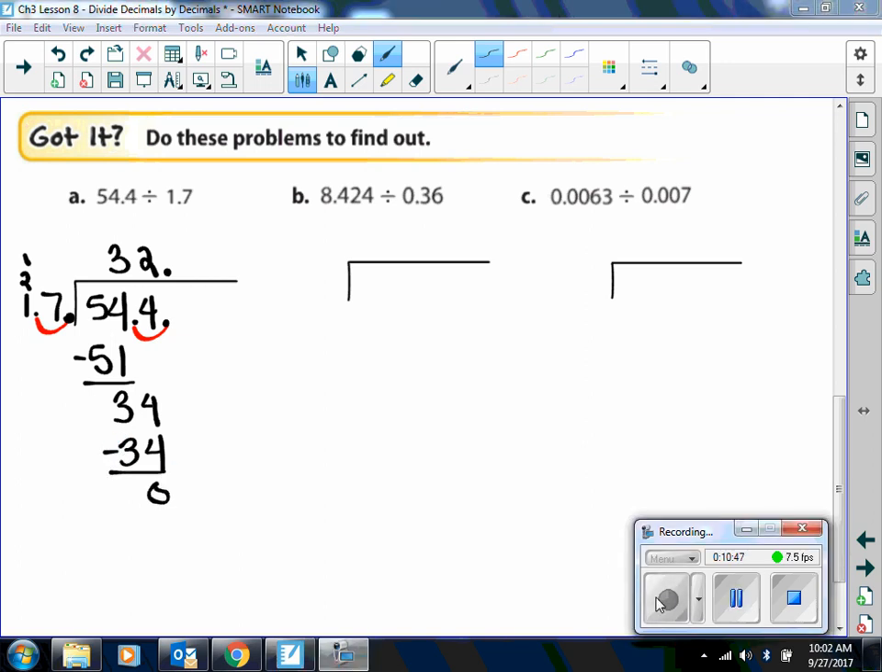Alright, so it's been brought to my attention that I kept saying multiply like normal. I mean divide like normal. Thank you very much. Okay, so let's do example B together.